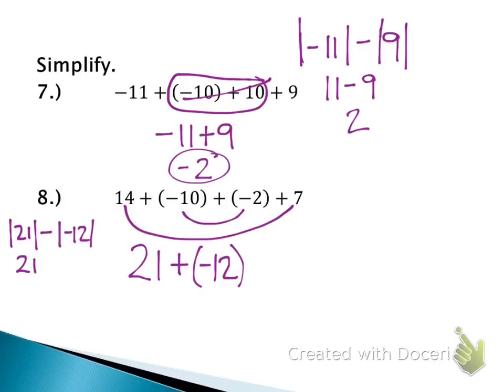Okay, the absolute value of 21 is 21. The absolute value of -12 is +12. I subtract those. 21 minus 12 gives me 9. 21 had the bigger absolute value and it was positive, so my answer is positive 9.